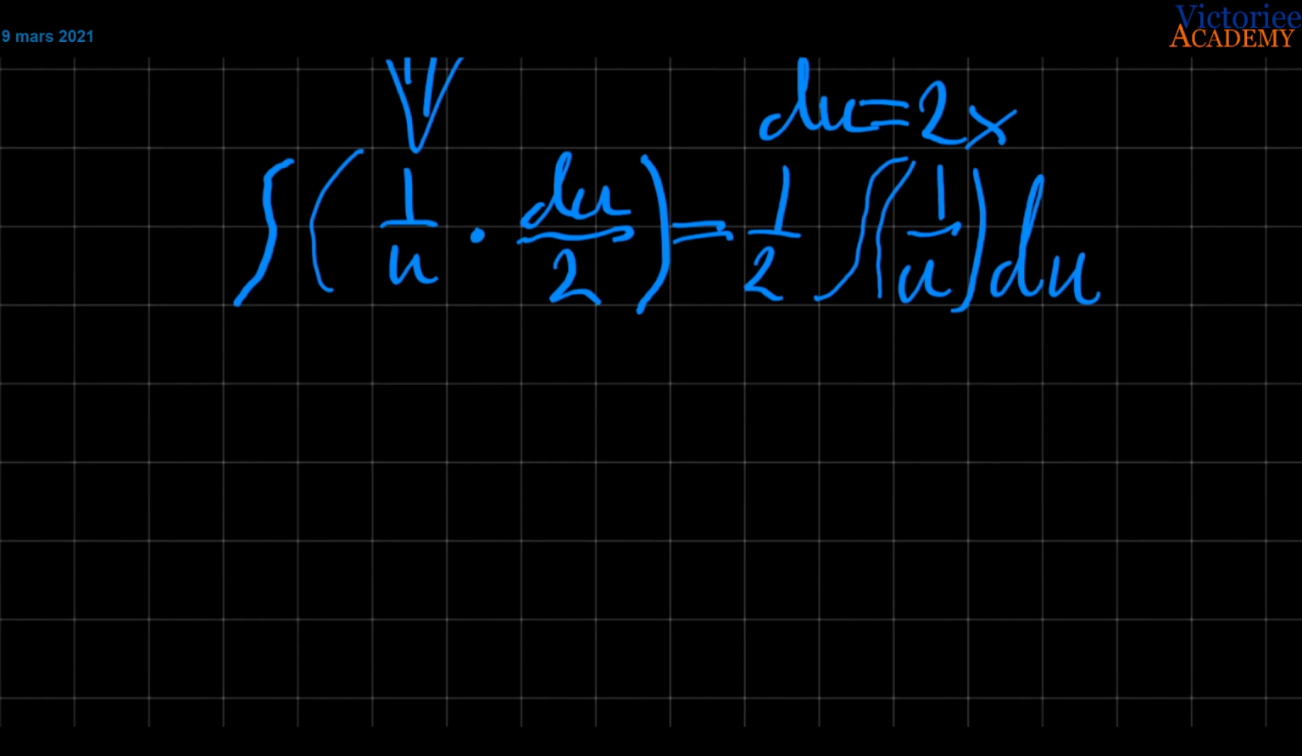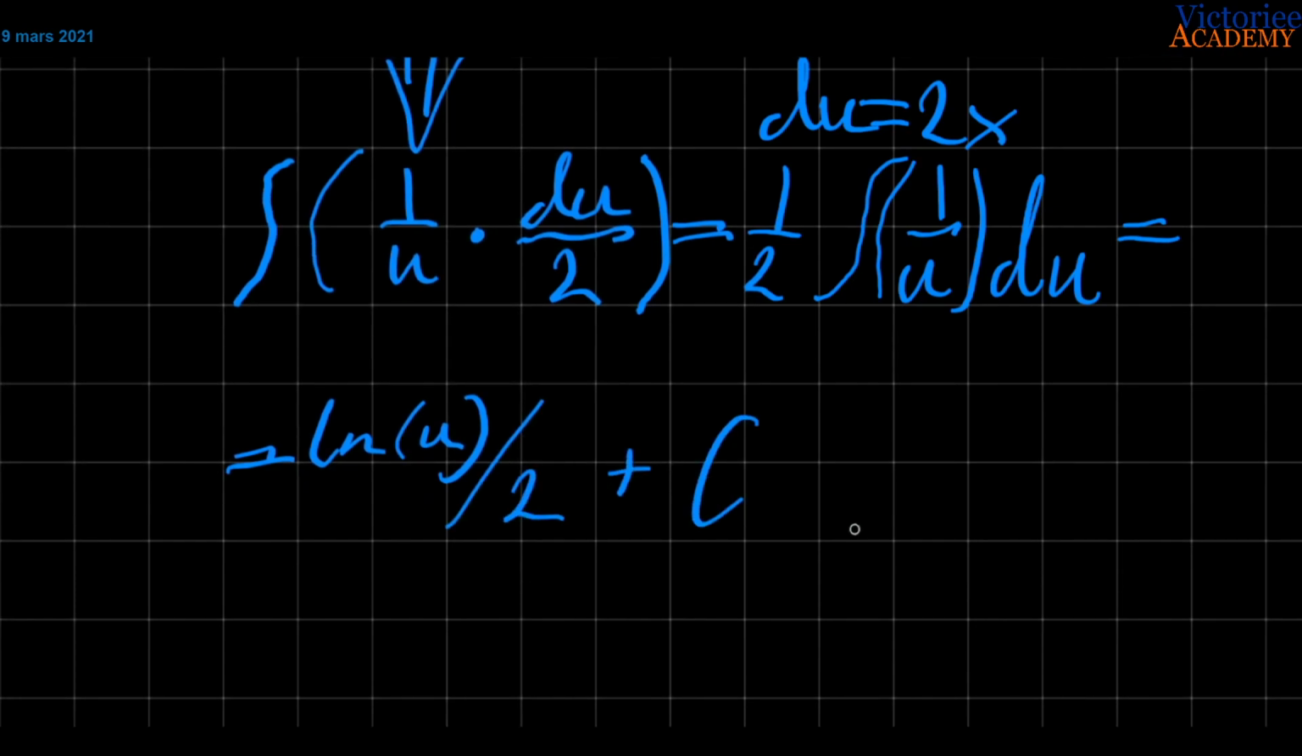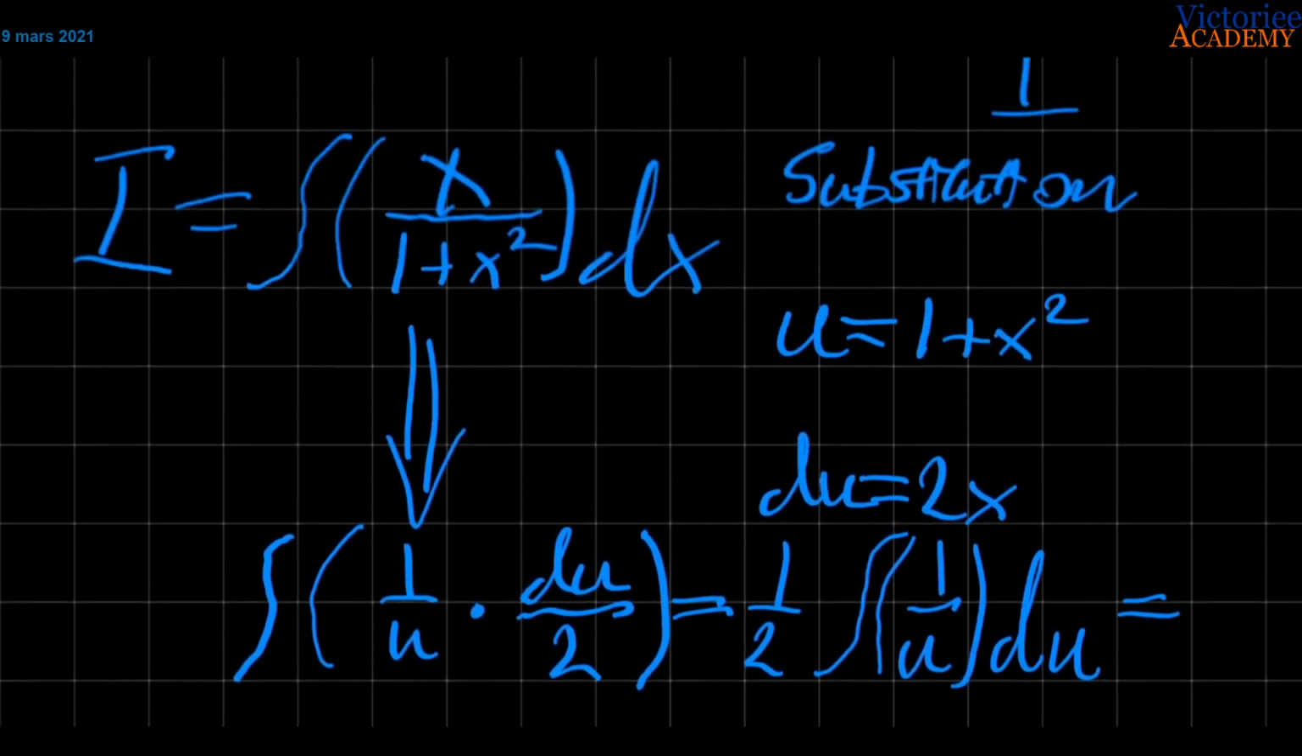So what's the primitive function of this? Well, this is a standard primitive function, so this is very easy to calculate. This is just the natural logarithm of u over 2 plus a constant. So that's the value of the integral I.